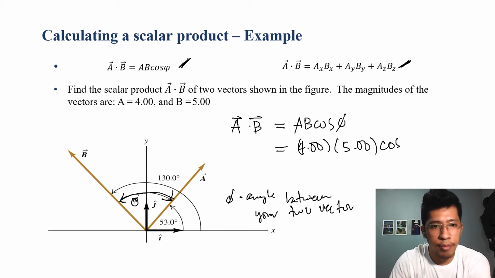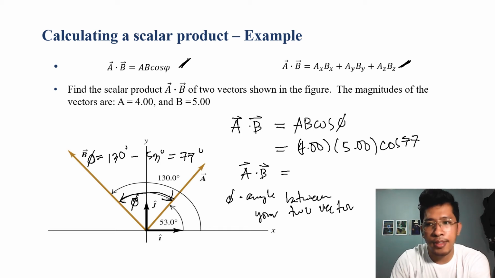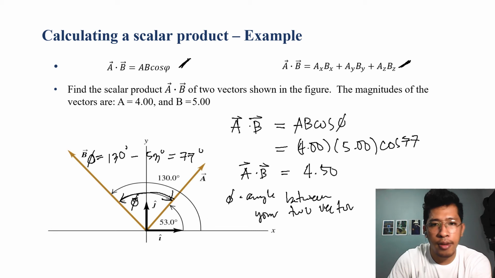For this example, your angle phi is here. So your angle phi is equal to 130 degrees minus 53 degrees. This is equal to 77 degrees. So you have cosine 77. Therefore, your a dot b is equal to 4 times 5 times cosine 77. So your a dot b is equal to 4.50.